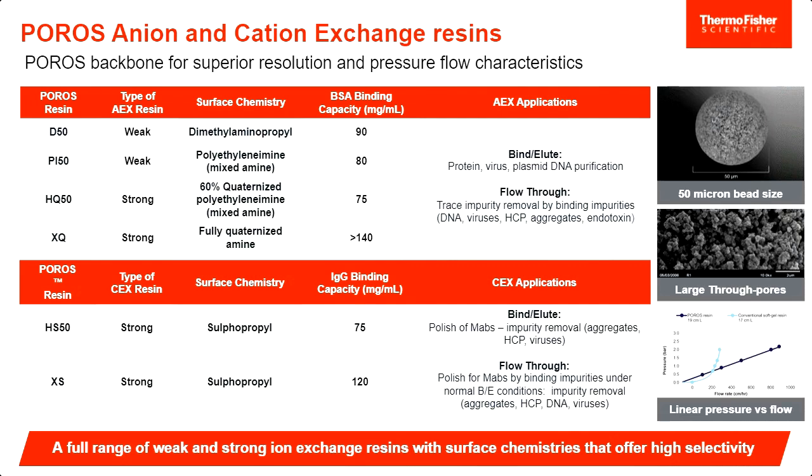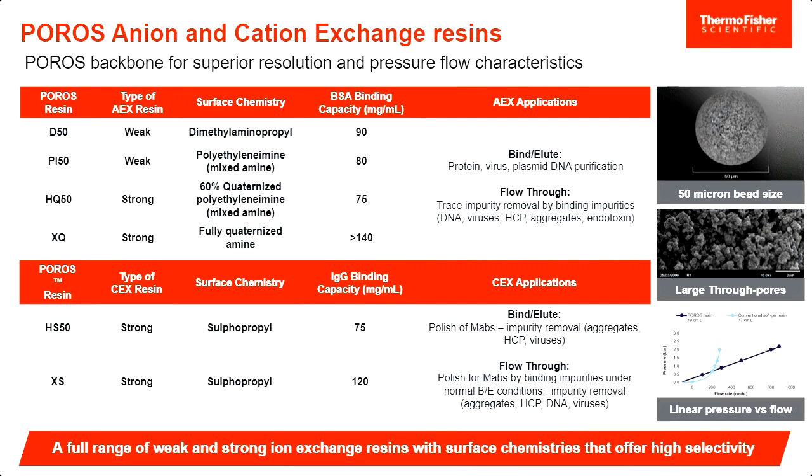Our POROS HQ, which has a mixed amine chemistry and a unique binding profile, is widely used in flow-through mode for many mAb processes. It's used for viral clearance, removal of HCPs, host cell DNA. Our POROS HS is our strong cation exchanger, also used in many mAb processes for removal of high molecular weight species in bind-elute mode or overload mode. And our POROS XQ and XS are high salt tolerant versions of our strong AEX and CEX. And these resins provide higher binding capacity and a wider range of process conditions.